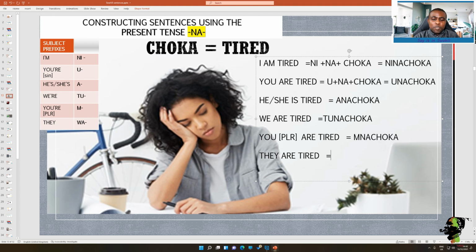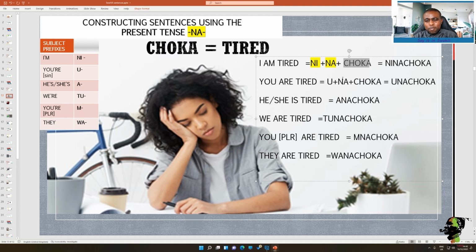The next part here is they are tired. Let me just do that together. They, subject prefix, they, wa, plus your tense, na, plus tired, choka, which is wanachoka. They are tired or they are tiring kwa Kiswahili. So that's very important in terms of constructing sentences, using your subject prefix, using your tense, and using your verb.